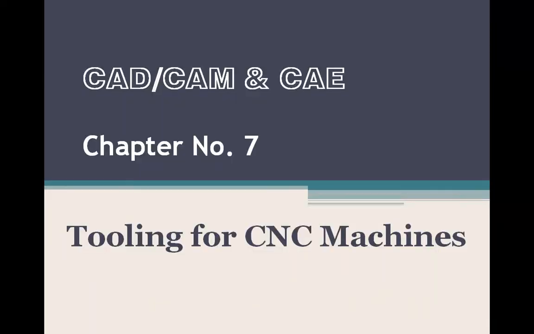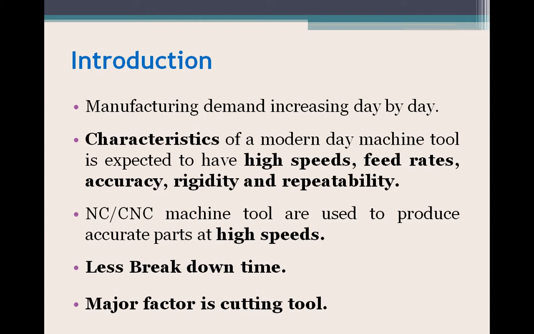In today's session, we are going to look at a new chapter, which is tooling for CNC machines, unit number 7 in our subject CAD/CAM and CAE. Tooling for CNC basically means the cutting tool that we are going to use for these machines. In the previous session we saw what NC, CNC and DNC machines are. The performance of all these machines will depend upon the type of tool that we use. So what different modern tooling is available for CNC machines is the basic concern of this unit. We are going to start with the introduction.